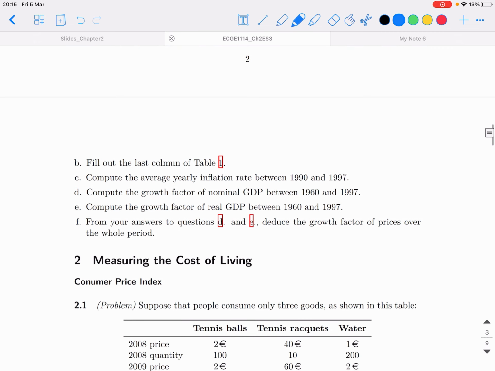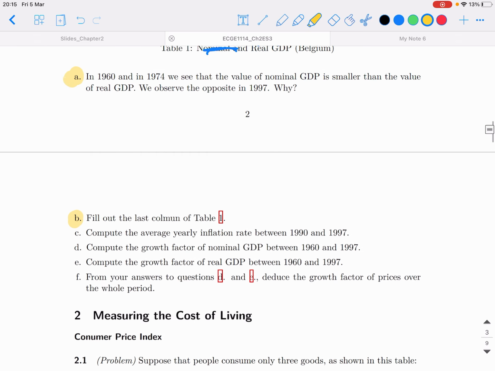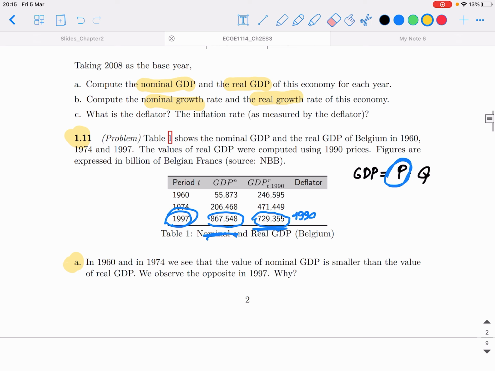All right, then we have point B. Here we will have to fill out the last column of table 1. We just have to calculate the deflator. For this you need to remember the formula of the deflator, which is just the nominal GDP over real GDP for some year. So we take this value and divide by this value to get the deflator for 1960. It's going to be 22.66 if you also multiply it by 100.